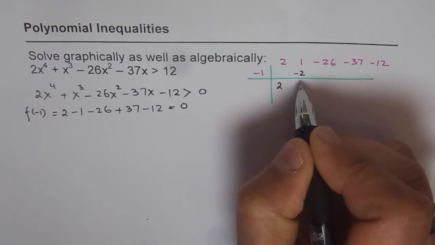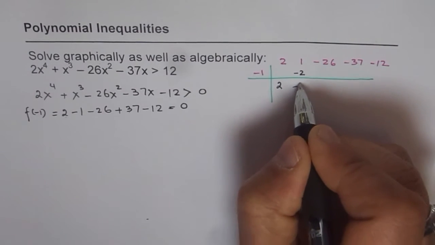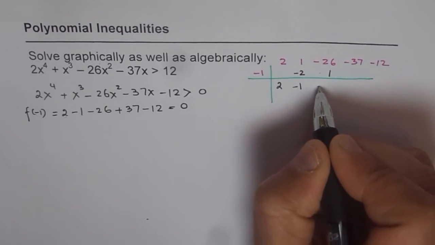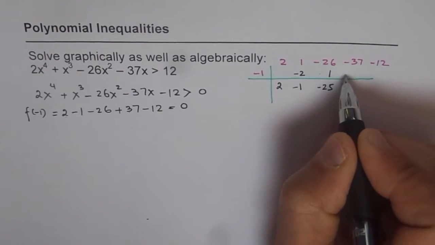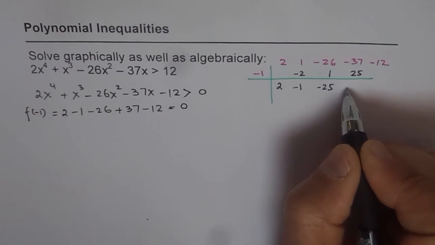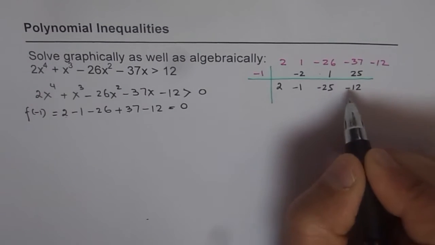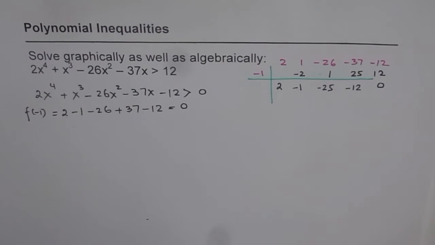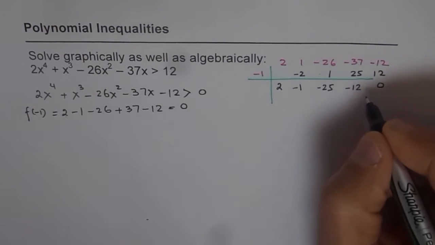Now you add them up. When you add them up, you get minus 1. Now multiply again, so you get plus 1 here. Add them up, minus 25. Multiply, you get plus 25 here. Add them up, so you get minus 12. Multiply by minus 1, you get 12 here. And as expected, you get 0. That means that is a factor, correct?